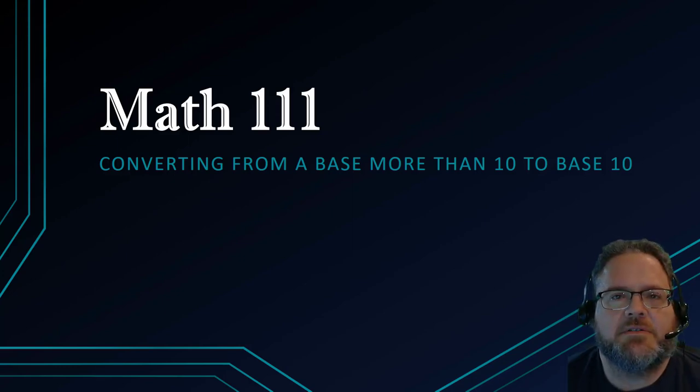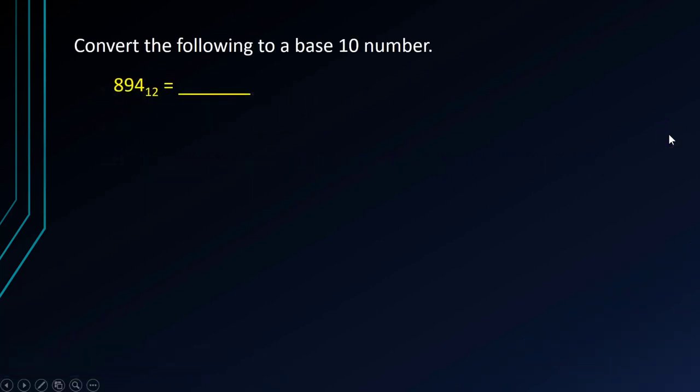In this video, I'm going to review the problems from example 3 where you were asked to convert a number that had a base that was larger than 10 into a base 10 number. So we want to convert this number 894 in base 12. We're given this number in base 12, and we want to make it into a base 10 number.